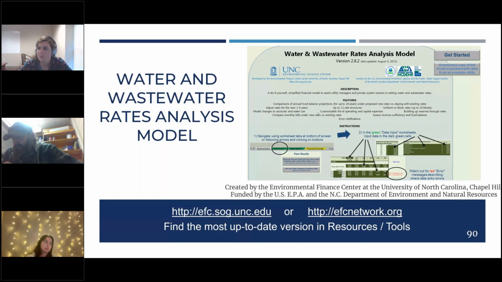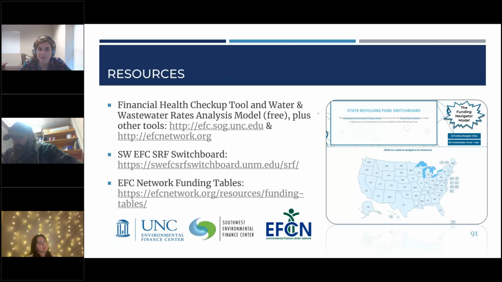And there are also additional resources, not just UNC-EFC specific, but that are part of the EFCN, the network itself, of those 10 organizations. There's our State Revolving Funds Switchboard, which provides you with information on the state revolving funds for all the states, and that's hosted by the Southwest EFC. And then we also provide funding tables, water and wastewater funding tables. So we basically inventory all the water and wastewater funding sources that we know of in each of the states. We update it on an annual basis, and that's free and available on the EFCN's website.